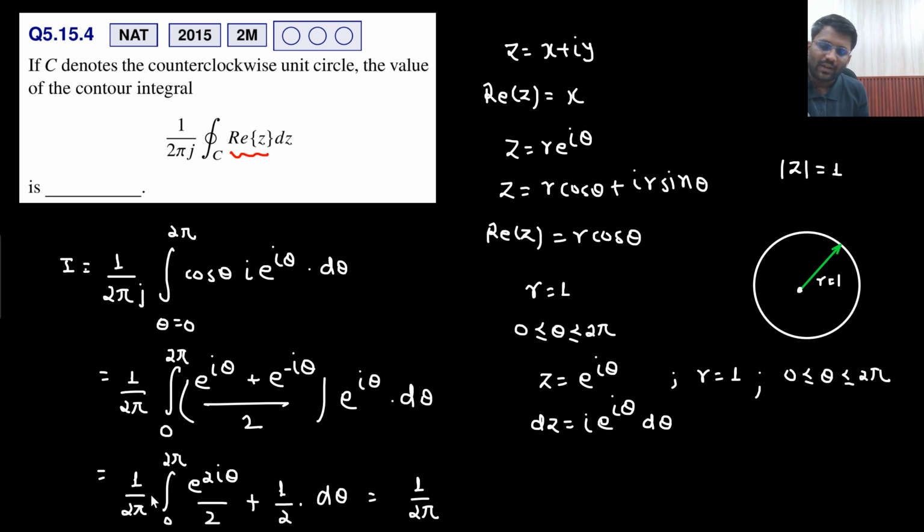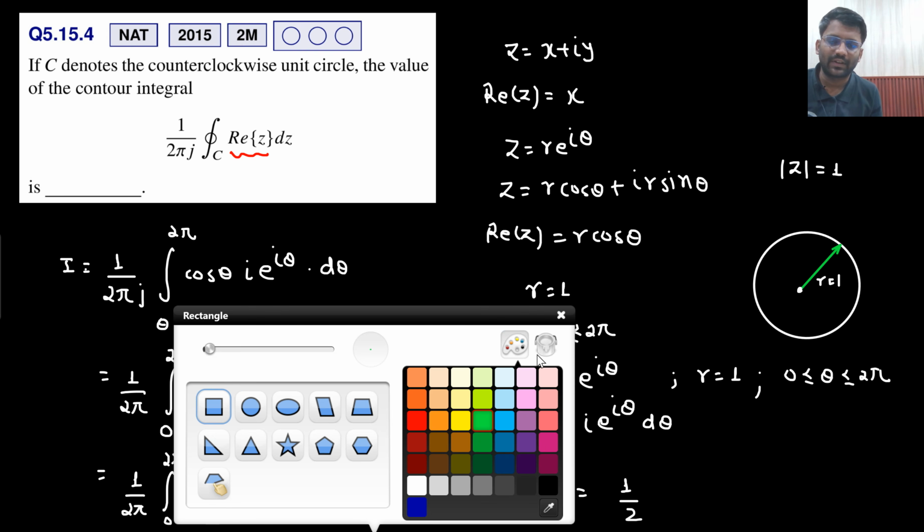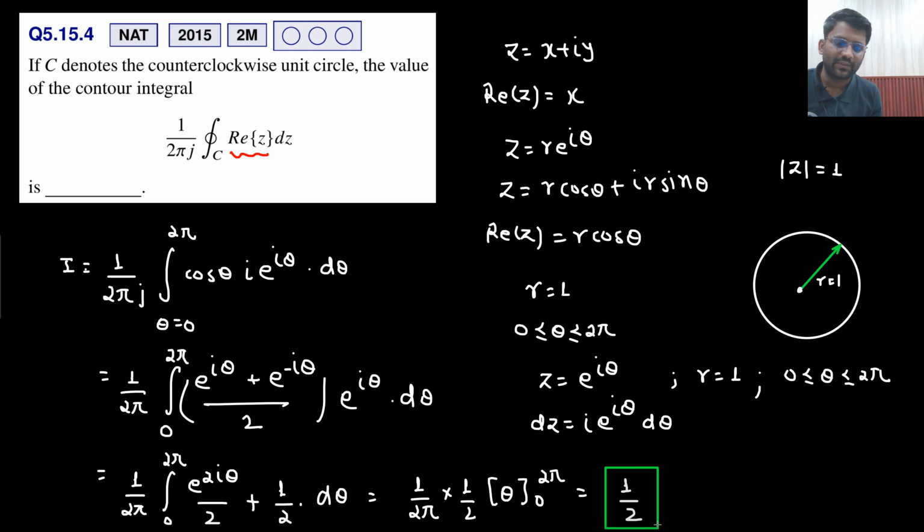It will throw 0. And 1 by 2 pi is already outside. What will the other part throw? This will throw 1 by 2 theta, with the 1 by 2 again outside, and theta going from 0 to 2 pi. So what is the answer you are getting? 2 pi minus 0, so the answer is coming out to be 1 by 2. What is the answer? Answer is coming out to be 1 by 2. So what is the final answer we are getting? Final answer we are getting is 1 by 2.